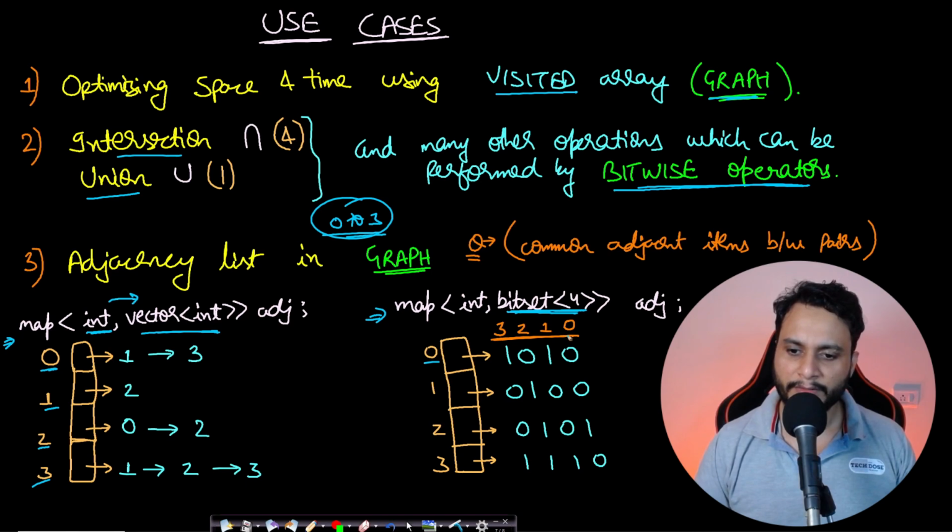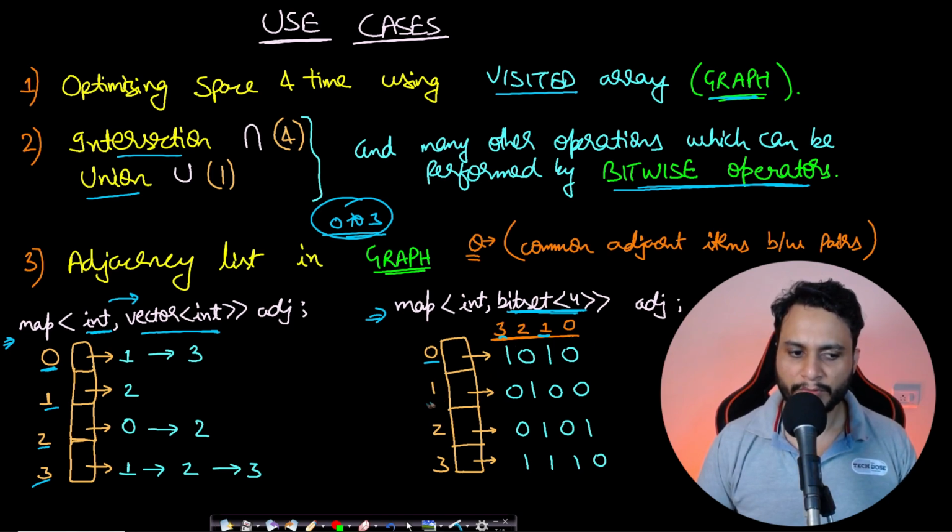In this case again, when you declare size 4, it will be from right to left because the least significant bit is on the rightmost side. If 0 is following 1 and 3, that means if 0's adjacent nodes are 1 and 3, then you set that 1 and 3 bit here and you unset all the others, right?